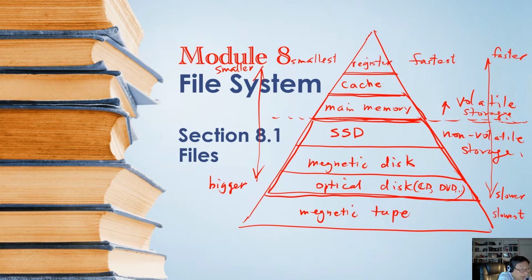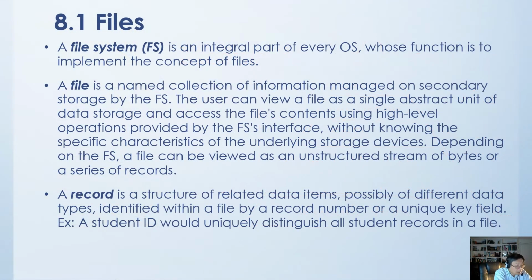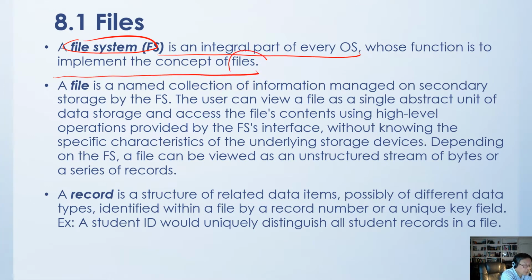Okay. So let's talk about the file system. What is a file system? A file system is an integral part of every operating system. The function of the file system is to implement the concept of files. Now what is a file? A program that is stored in the computer hard disk, that's a file. Data is a file. Some kind of executable file, a program, that's a file, right?